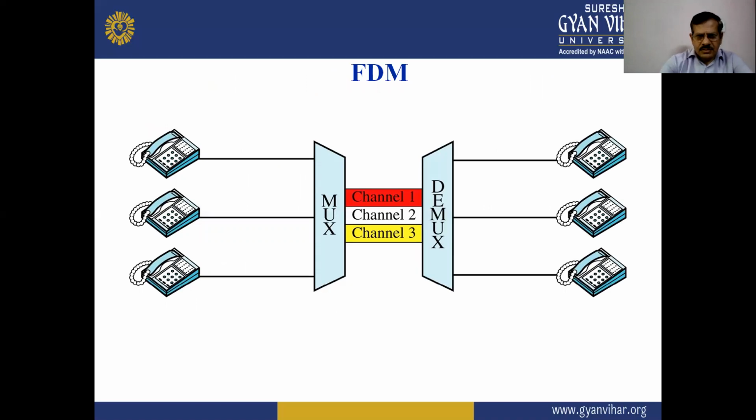In this diagram, there are different input signals or input data, and in the FDM system the multiplexer converts them into different channels, channel 1, channel 2 and channel 3. Again the demultiplexer converts these different channels into different output signals or output data, that is, the original signals. So this is the technique in FDM systems.